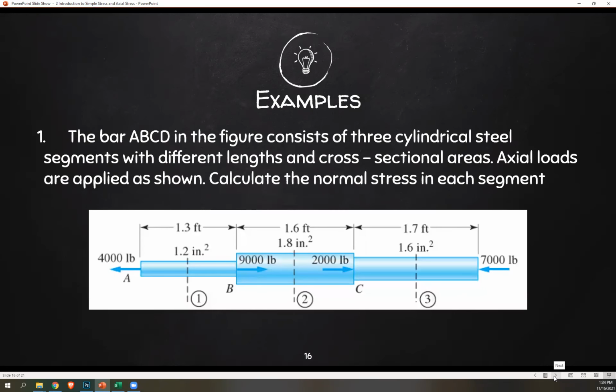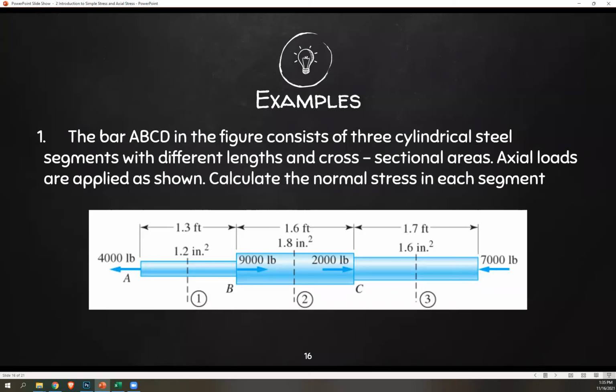The bar ABCD in the figure consists of 3 cylindrical steel segments with different lengths and cross-sectional areas. Axial loads are applied as shown. Calculate the normal stress in each segment. So first, let's analyze this problem. We're given this setup, and we want to get the normal stress in each segment given the following loads. So 4,000, 9,000, 2,000, 7,000.